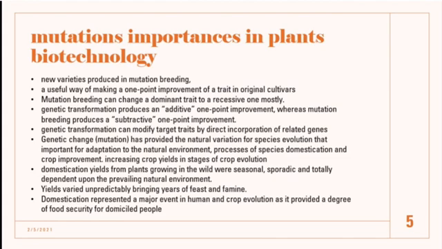Domestication: yields from plants growing in the wild were seasonal, sporadic, and totally dependent upon the prevailing natural environment. Yields varied unpredictably, bringing years of feast and famine. Domestication represented a major event in human and crop evolution as it provided a degree of food security.